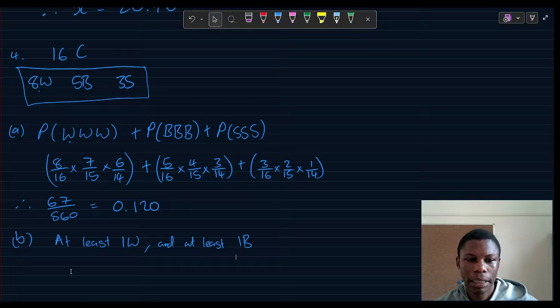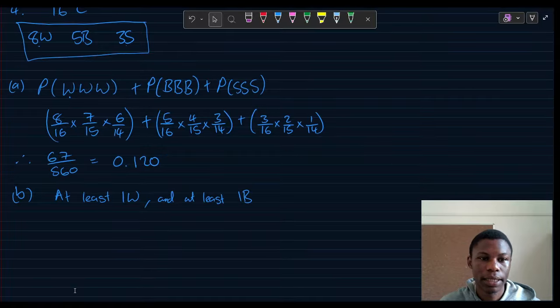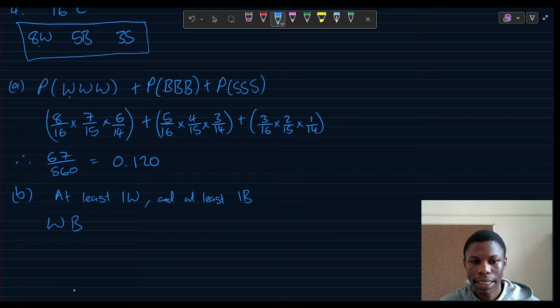Okay. So how can we achieve this? Let's write down all the possible scenarios that satisfy this condition of at least one white and at least one black. So if I want at least one white and at least one black, I could have WBW.